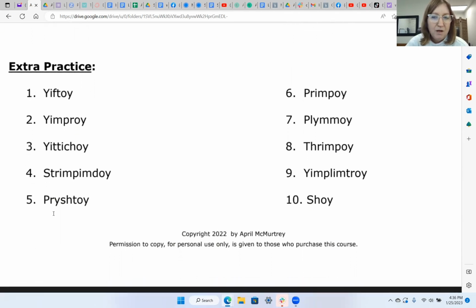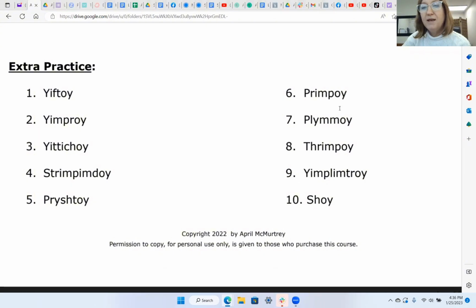Try to say them with me if you want. So here is the word that I shouldn't have entered in there, because we haven't learned Y in the middle yet. But Y in the middle acts like an I. That's what we're going to learn today. So if two consonants are after it, it's going to say I. So that word is prishtoi. Number six, primpoi.